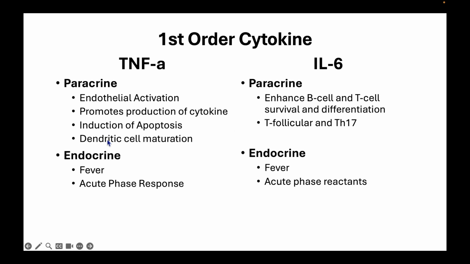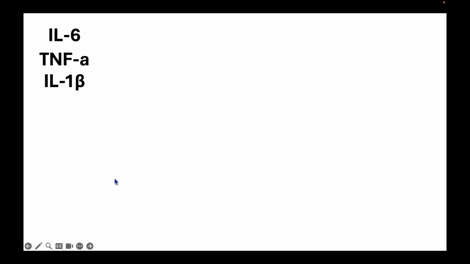Now, the endocrine side of it is they both induce fever, and we'll explain how, and they both stimulate the release of acute phase reactants, like what? Like C-reactive protein, which is released by the liver. And C-reactive protein is very good at sticking to the pathogen so that it can be marked for phagocytosis, okay? So now we'll talk about how these three cause fever, okay?